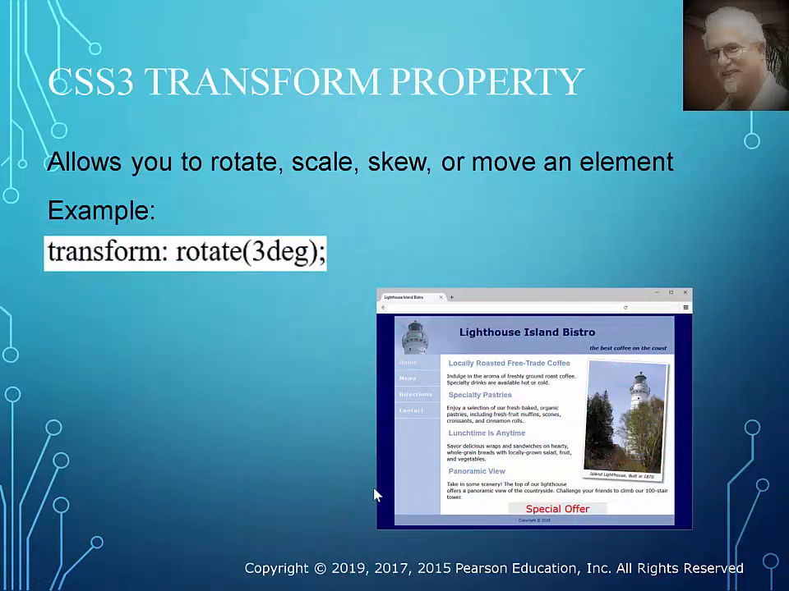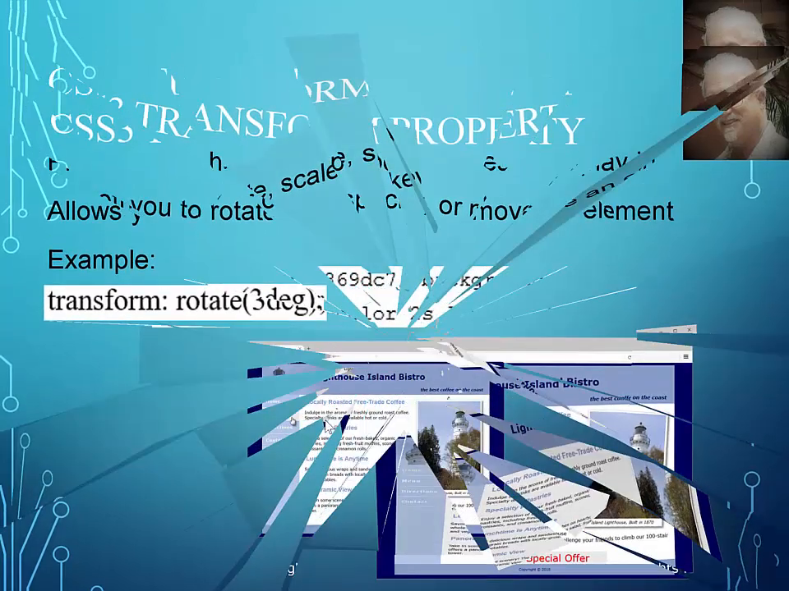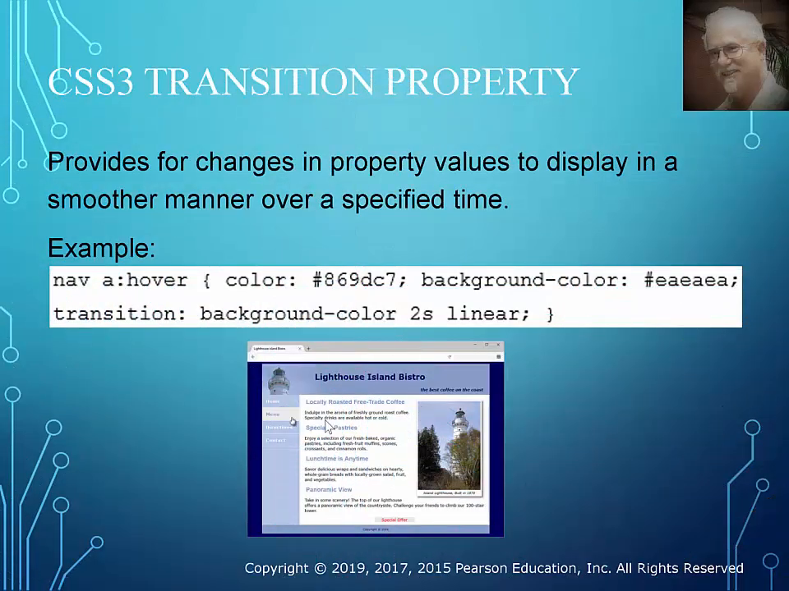Transform property, also really nice. Here you see it's rotated 3 degrees. You see that little lighthouse is off on an angle. Very cool thing to do. Adds a nice little touch. Transition property adds a little animation, if you will, to it.